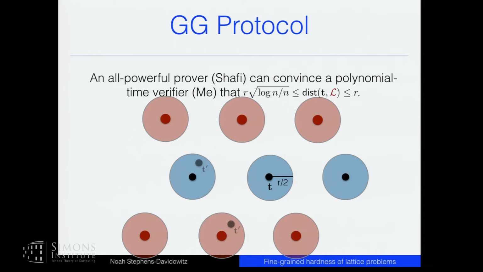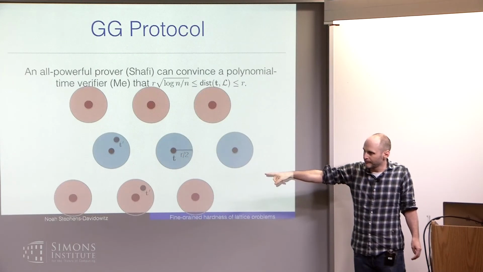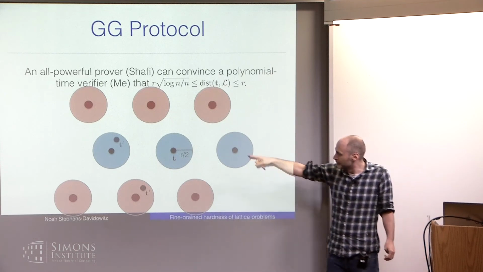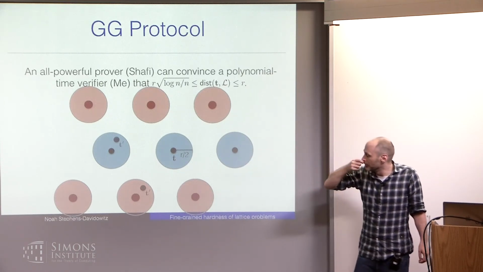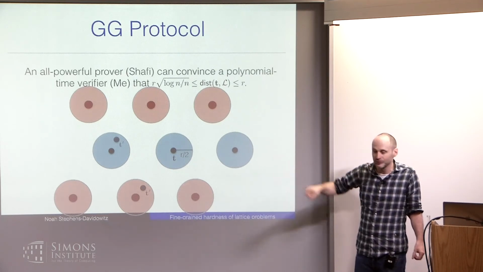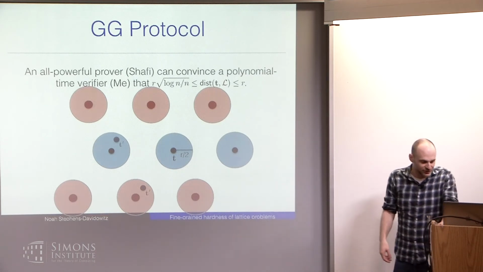Another thing that I can do is I can pick a uniformly random vector in a ball around a lattice point. So these are sort of the two different games I can play. I can either pick a uniformly random ball around a shift of t, or I can pick from a uniformly random ball around a shift of a lattice point.